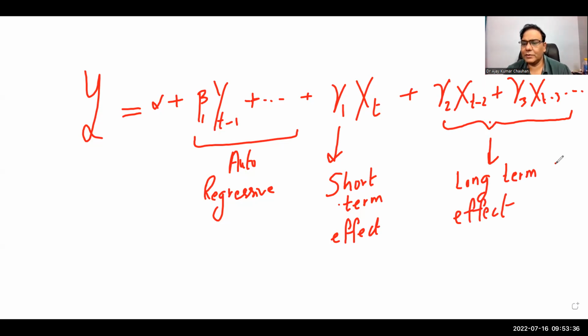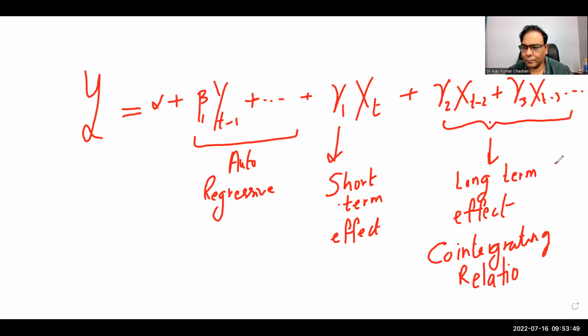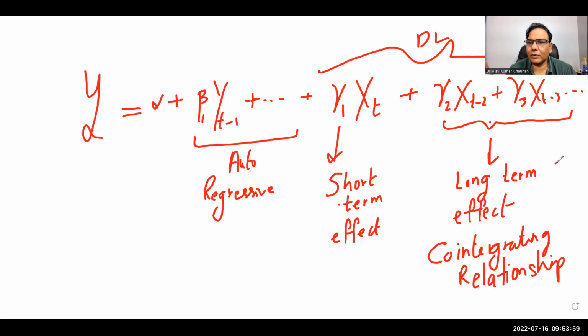This long-term effect is also known as co-integrating relationship. And the combined effect of long-term and short-term, this is known as distributed lag model. So in total, this model is known as auto-regressive and distributed lag model.